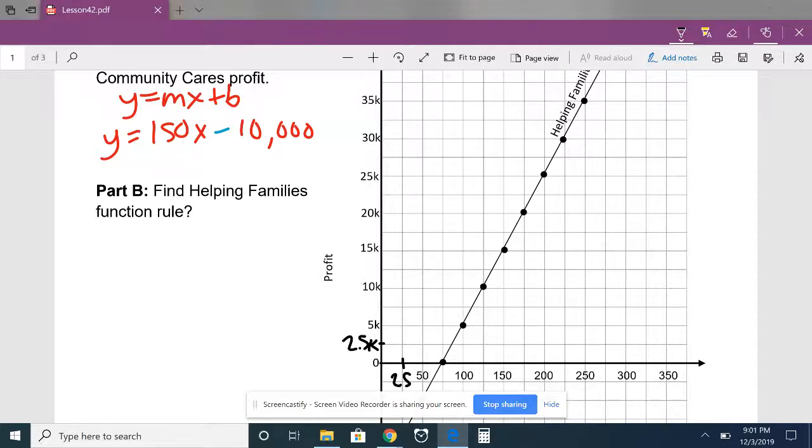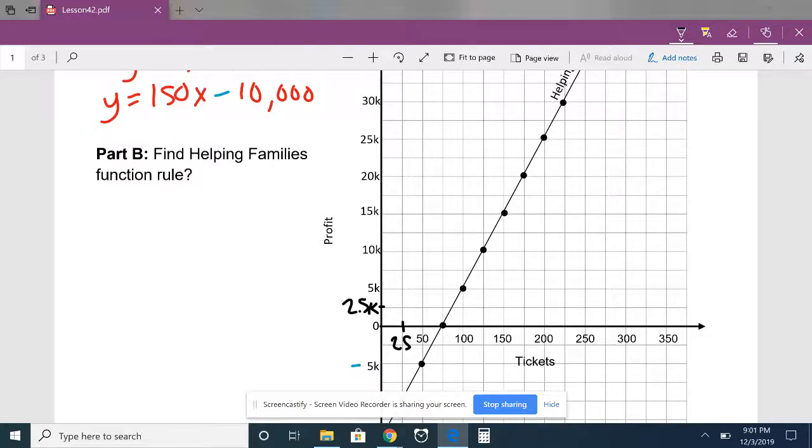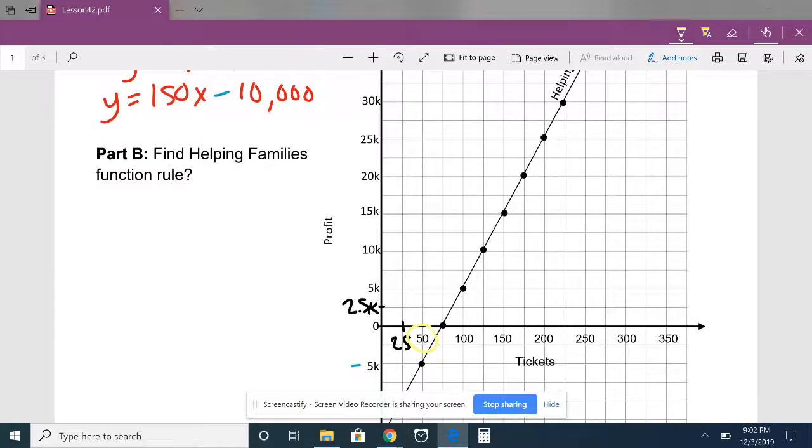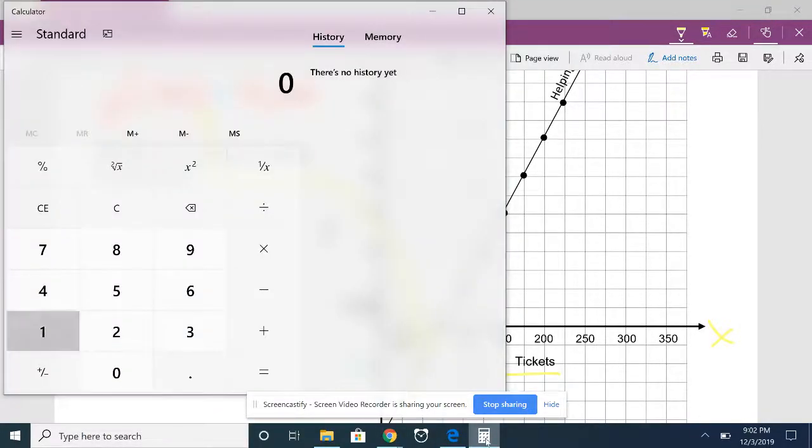So what I would do is take a value on the x-axis and plug it in and see if you get a nice number that you can graph on the grid. For example, I'm going to take a look at 50. What happens when I plug 50 into my x, since that's my x value? This is the x-axis, the number of tickets. What do I get for y? If I do that in my calculator real quick, 150 times 50 minus 10,000 is negative 2,500. And I can graph that point.